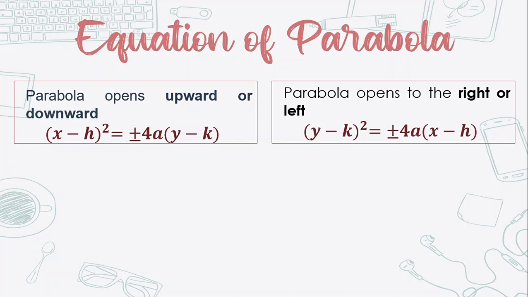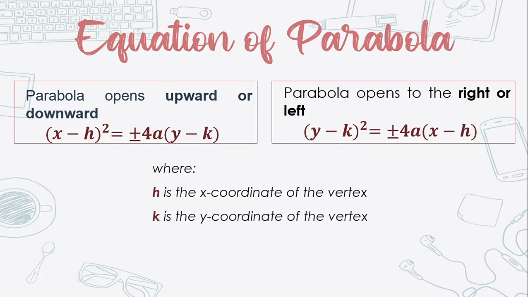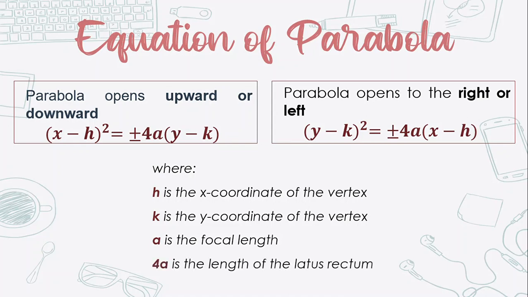Now in these equations, h is the x-coordinate of the vertex and k is the y-coordinate of the vertex. Therefore, the coordinates of the vertex are h, k. A is the focal length, again the distance between the focus and the vertex. And 4a again is the length of the latus rectum.